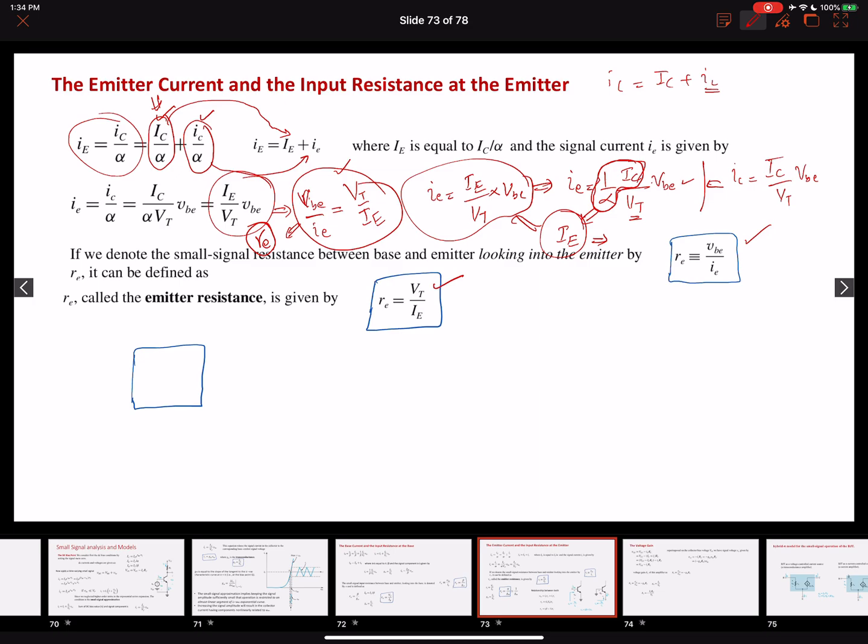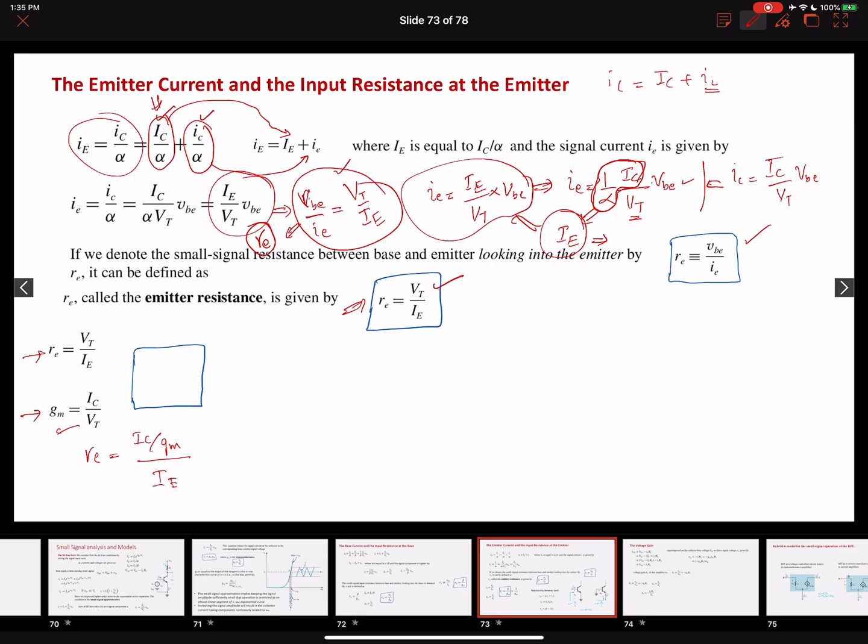Okay, so let's derive another equation for the same emitter resistance, another representation. In order to do that, we need this RE equals VT over IE. We have seen that GM equals IC over VT. So I'm going to use these two values to find out the value of RE. Our RE equals, finding the value of VT from here, VT equals IC over GM, over IE.